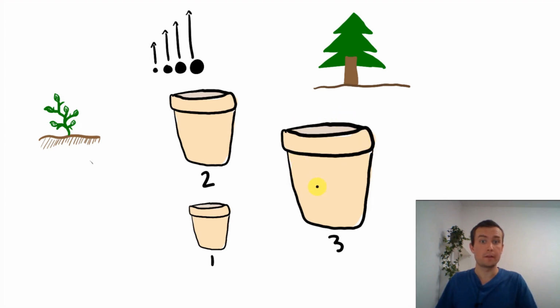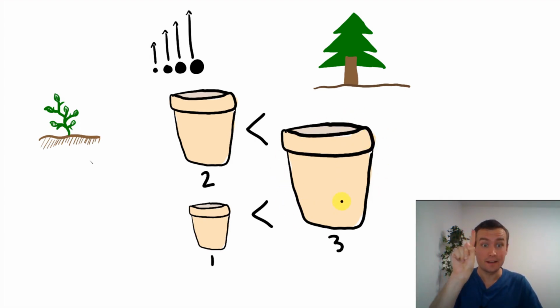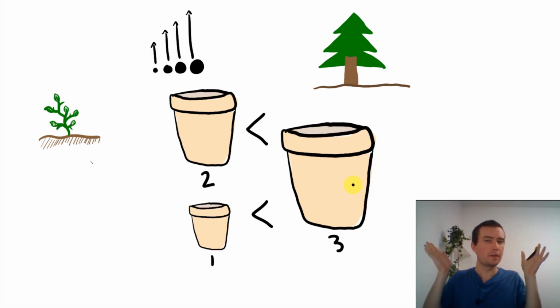This pot, the third pot, is bigger than the second pot. It's also bigger than the first pot. So, it's the biggest pot. The biggest. This pot is the biggest pot. Which pot is the smallest?